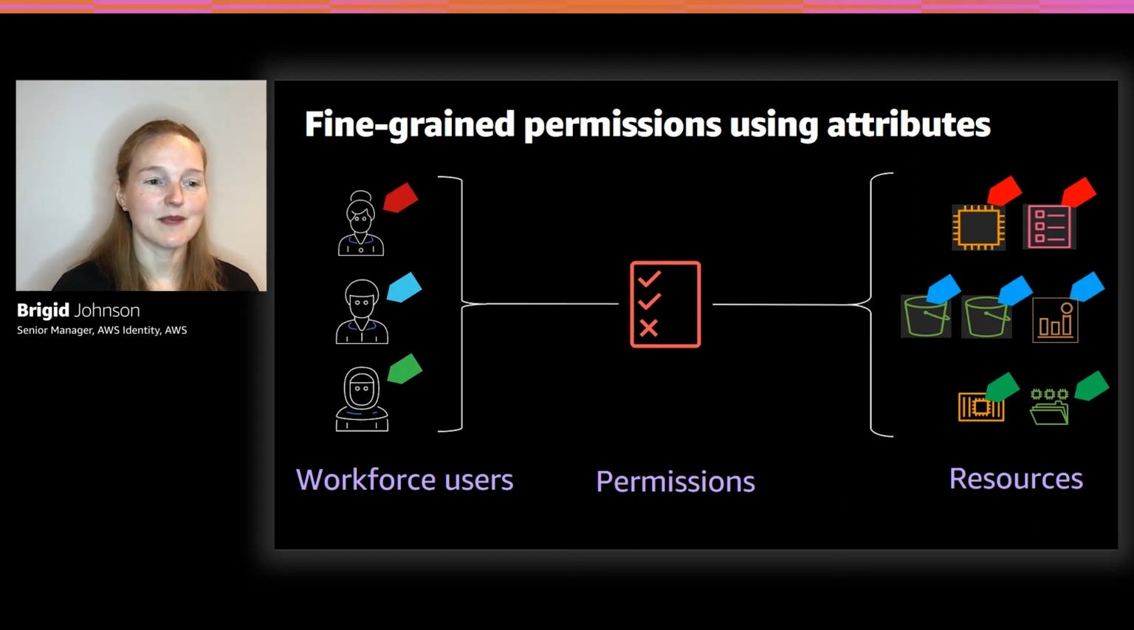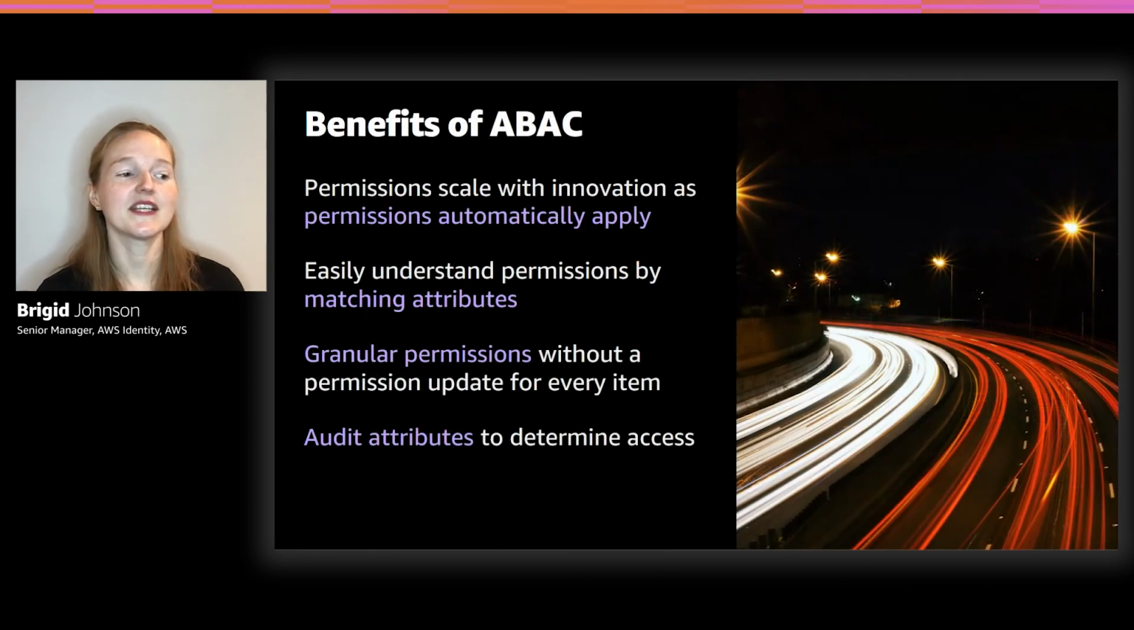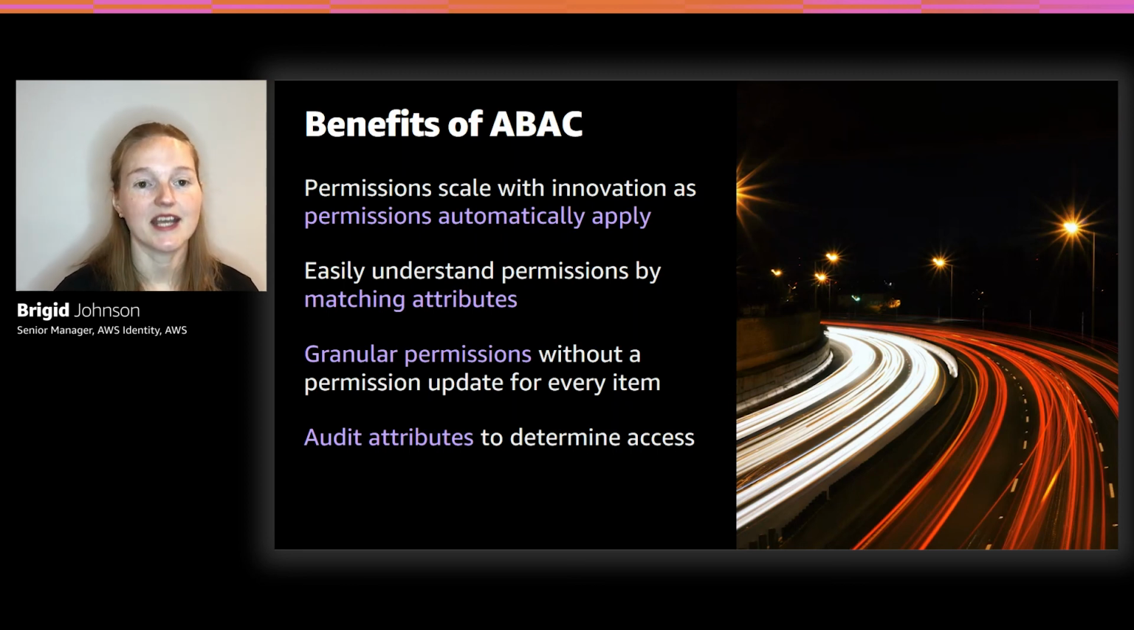And so what does ABAC do for you? It allows a permissions model that scales with innovation, right? Because I know you're all tagging things for cost allocation anyway, so you can tag with access control tags, and that means you can write permissions based on those tags. You can easily understand permissions because it says grant access if the attribute matches. You'll have granular permissions without a permission update every single time. You'll just be able to say if the tags match, oh great, a new resource was created. You don't have to go update the policy. The permission rule just applies, and then audit permissions to determine access.